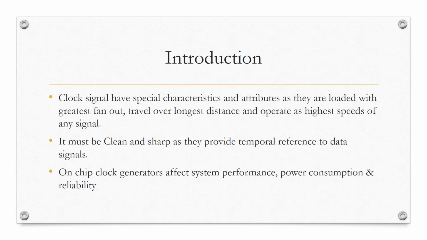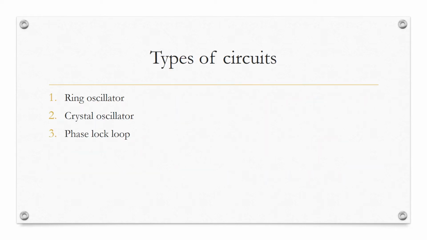Clock signals have special characteristics and attributes as they are loaded with the greatest fan out, travel over the longest distance and operate at the highest speed of any signal. So they must be clean and sharp as they provide temporal reference to data signals. On-chip clock generators affect system performance, power consumption and reliability. That is why on-chip clock generation is very important. There are different types of on-chip clock generators: ring oscillator, crystal oscillator and phase lock loop.